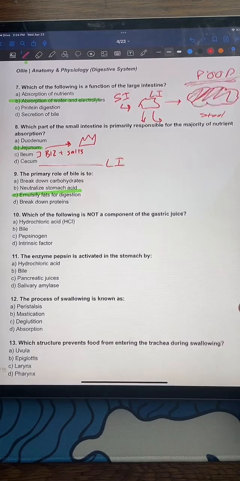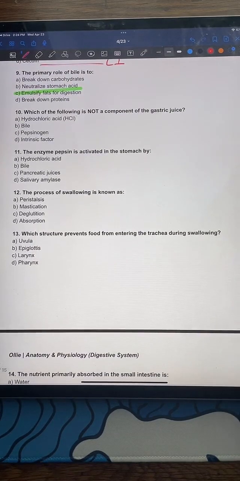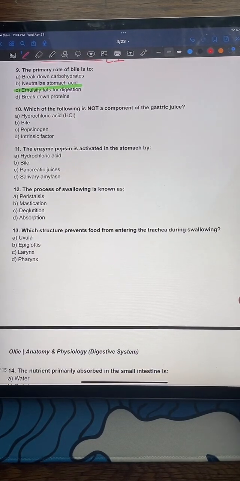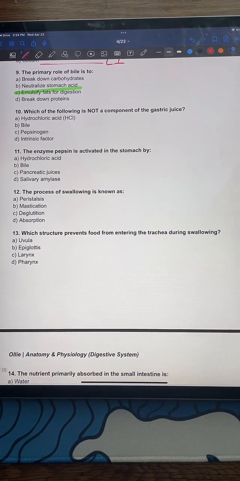Number 10. Which of the following is not a component of gastric juice?